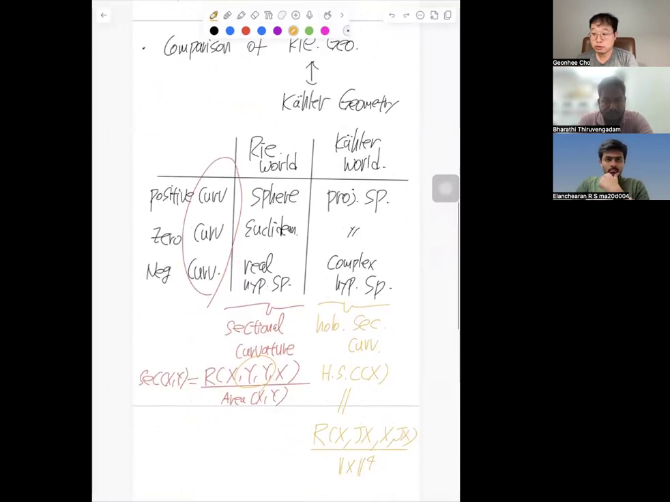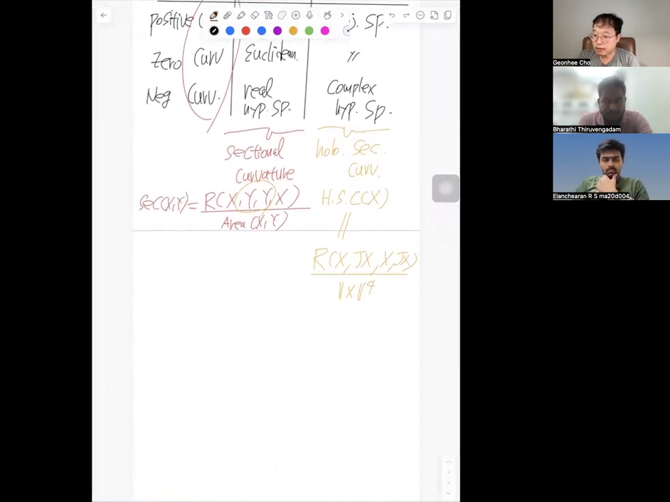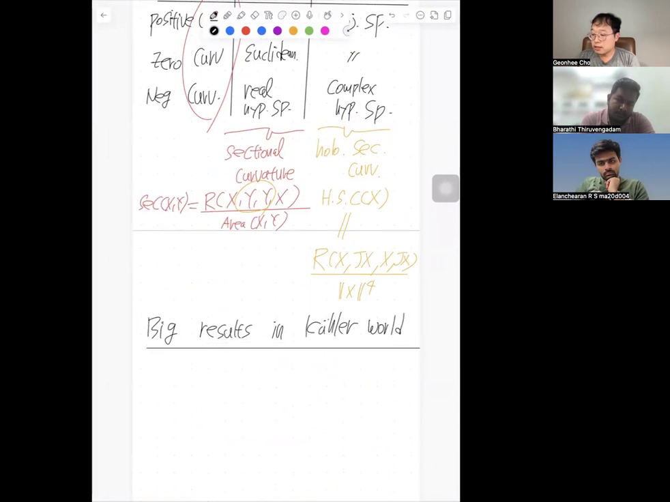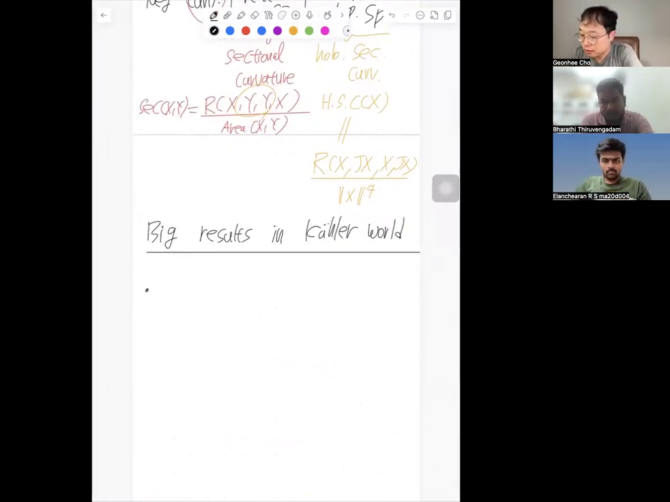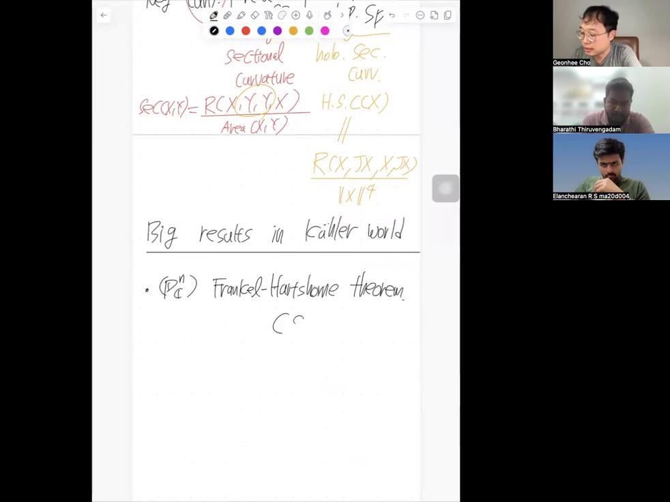If there's no question, I want to just say the big results in the Kähler world. Geometry concerns the classification. So the first result regards CPN. This result is usually called the Frankel conjecture, Hartshorne conjecture, done by Siu and Yau.